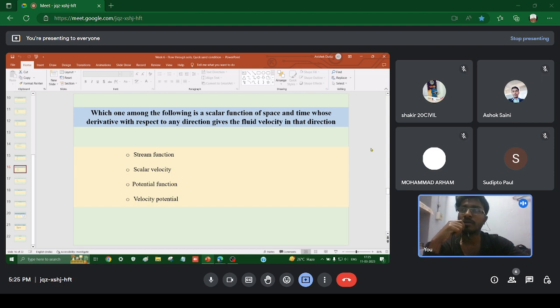I'll repeat the question. Which one among the following is a scalar function of space and time whose derivative with respect to any direction gives the fluid velocity in that direction? The options are stream function.